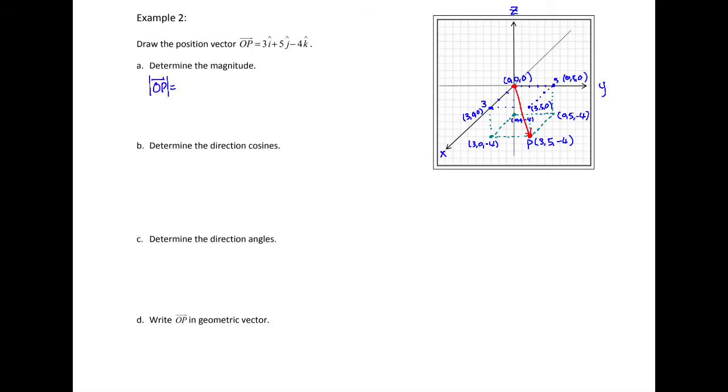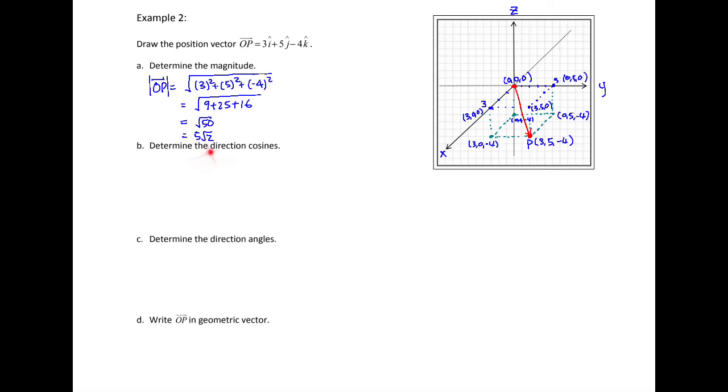Now let's find the magnitude of the vector OP. We can use the Pythagorean theorem for three-dimensional space. So we have the square root of 3 squared plus 5 squared plus negative 4 squared, which is the square root of 50, which can be reduced to 5 square root of 2. So the magnitude of vector OP is 5 square root of 2.